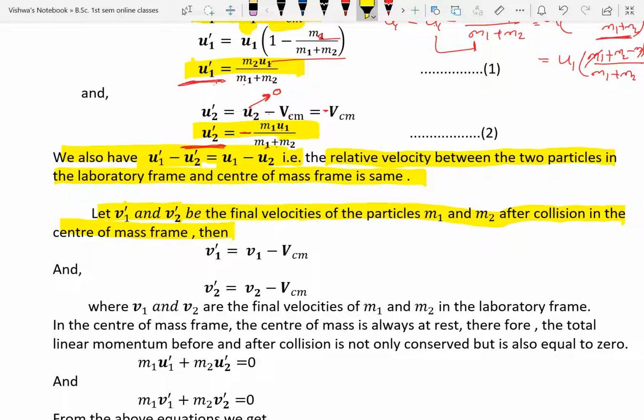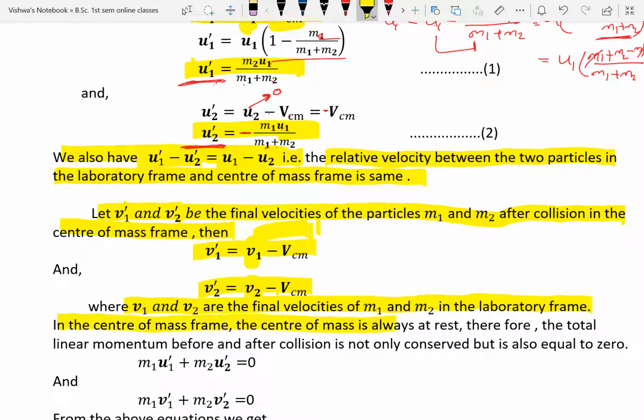In equation 2, v1 prime and v2 prime are the velocities after the collision in the center of mass frame of reference. That is what we have to find out. Our aim is to find the equations of v1 prime and v2 prime in terms of all known quantities. Here v1 minus vcm is equal to v2 minus vcm, where v1 and v2 are the velocities after collision in the laboratory frame of reference. This we also don't know, so we have to modify these two equations in terms of known quantities. For that we use two laws, momentum conservation and kinetic energy conservation. So v1 and v2 are the final velocities of masses m1 and m2 in the laboratory frame.